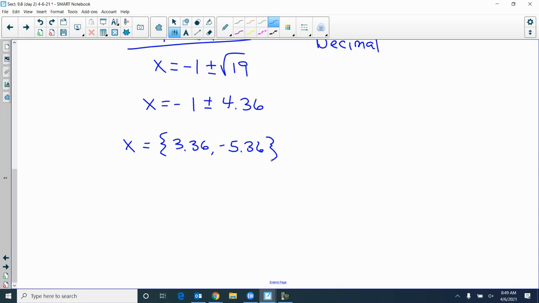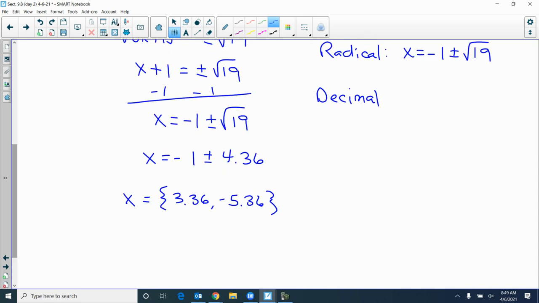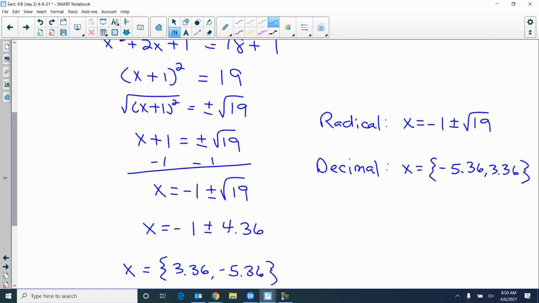So under decimal, you're going to put x equals, and I'm going to switch the order. I'm never going to mark off, but technically you're supposed to go from smallest to biggest, so I'll switch the order: negative 5.36, and then 3.36. So now we have another layer. If it doesn't come out to be a nice whole number, we have to write the radical answer and the decimal answer.